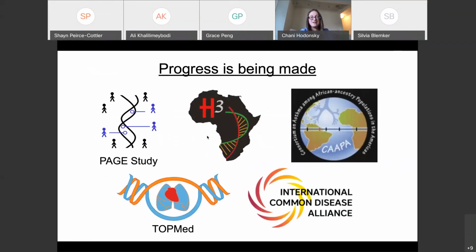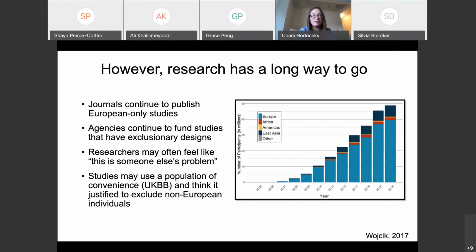There's hope. Progress is being made. H3 Africa, Kappa, the PAGE study, which I was really fortunate to work with as part of my dissertation work, TopMed, and the International Common Disease Alliance are all putting forth a lot of effort to make sure the representation is increased in genome-wide association studies. But unfortunately, there's still a long way to go. This chart only goes up to 2016, but I hate to tell you that the proportion of representation has remained similar in the last 3 years.